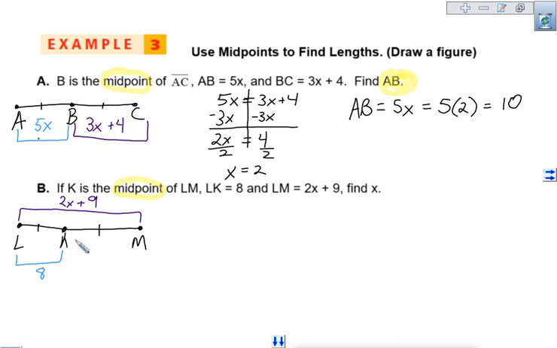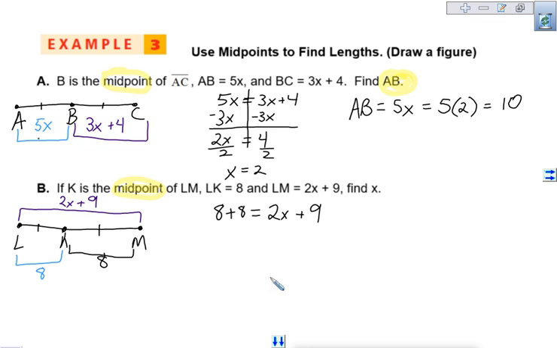Now I've got a question. What about KM? We didn't get any information about it. Oh, wait, we did. And why did we get information? Because of midpoint. What is on the one side is also on the other. So this is also 8. So now we can set up our equation. Remember, part plus part equals whole. So 8 plus 8 equals 2x plus 9.